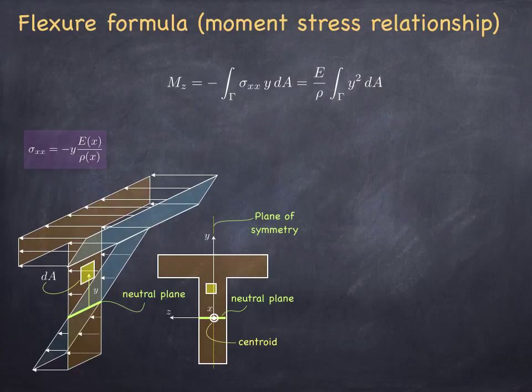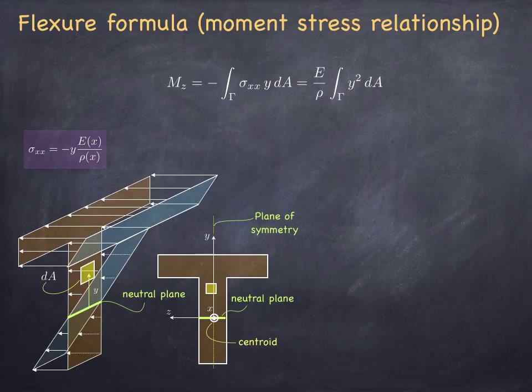That should give us the moment Mz. And of course, if we have denoted the positive moment to create compressive stress and compressive strains at the top above the neutral plane, then we have to fix the signs. We need to put a minus sign at the top. But just inspect this integral and observe that its signs are consistent.